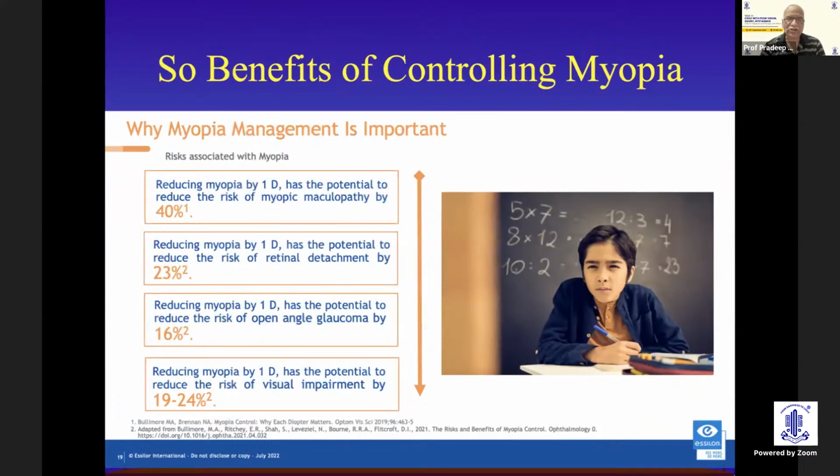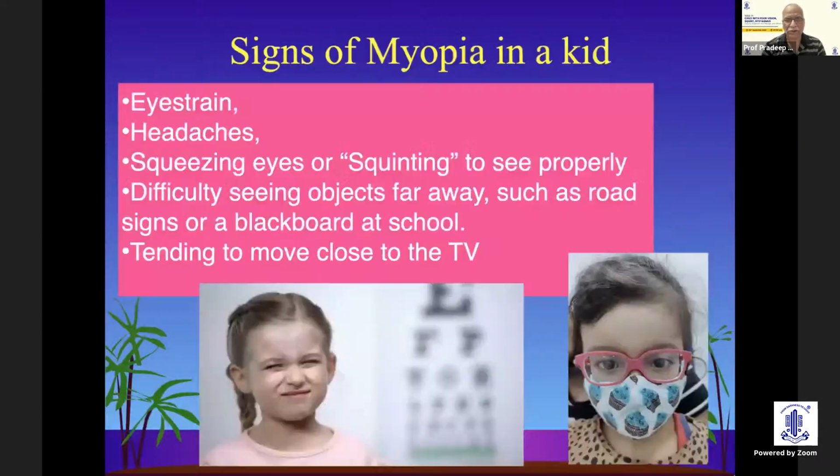As we can see, the reduction of even 1 diopter of myopia can reduce myopic maculopathy by 40%, retinal detachment by 23%, and even open-angle glaucomas and other problems can be reduced.